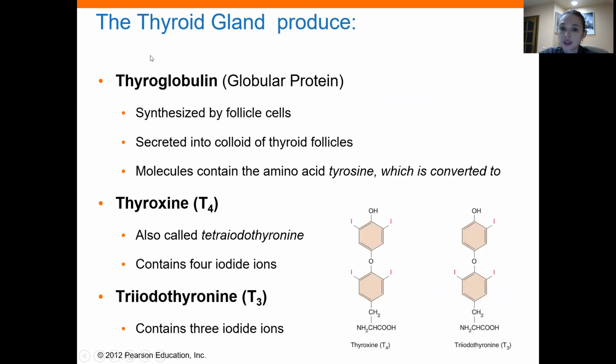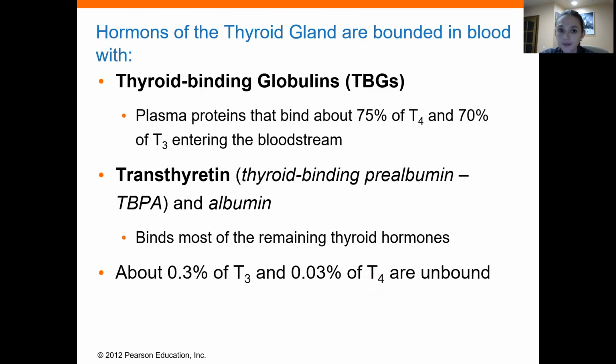The thyroid gland produces thyroglobulin. It's a globular protein, which is synthesized by the follicular cells and secreted into the colloid of the thyroid follicles. Molecules contain the amino acid tyrosine, which is converted to thyroxine T4, also called tetraiodothyronine, which contains 4 iodine ions, and triiodothyronine T3, which contains 3 iodine ions. So T3 and T4 are the main hormones of the thyroid gland.